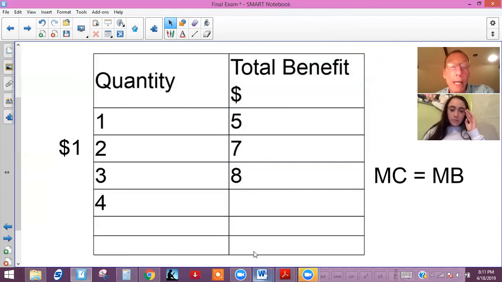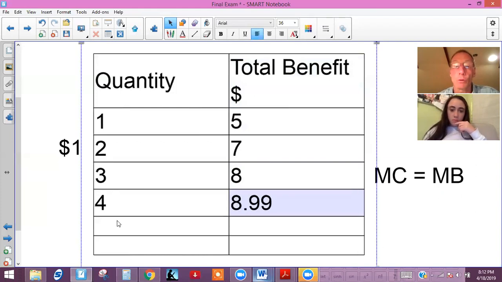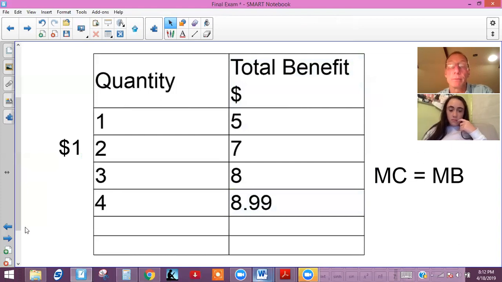Now, what if the total benefit right here was $8.99? Would you buy that fourth apple? No, because you have 1 penny less benefit than it costs. It costs more than what you're benefited. The marginal benefit here is 99 cents, right? Okay, that's it. So if you understand that, then you'll get the answer right. Okay, it's simple.